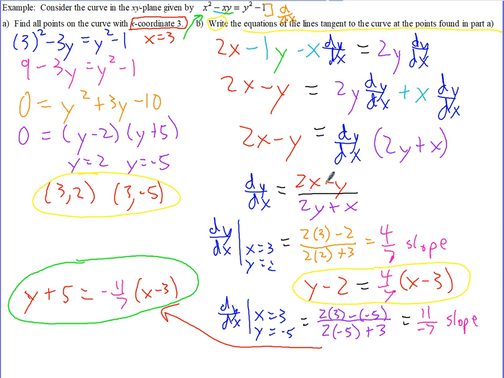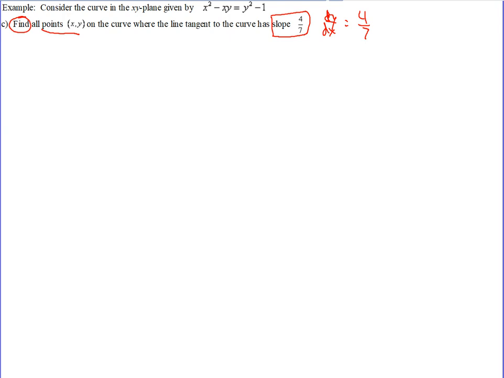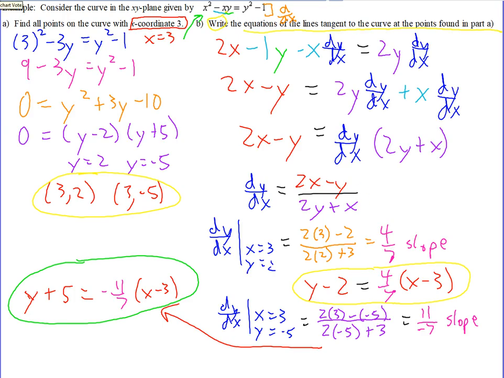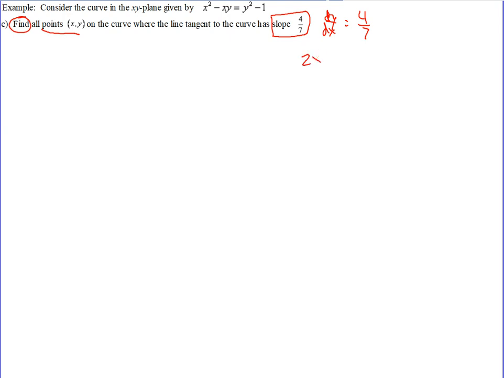So here's our derivative right here. dy/dx is 2x minus y divided by 2y plus x. We'll start with that. So 2x minus y over 2y plus x, that's what it has to equal 4/7. And then if you cross multiply here, you get 7 times 2x minus y gives you 4 times 2y plus x, 8y.